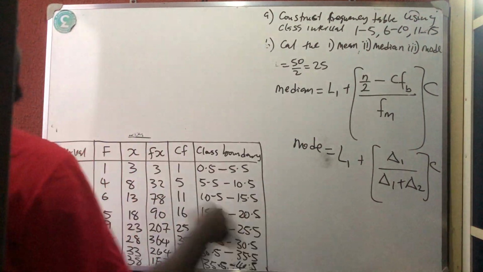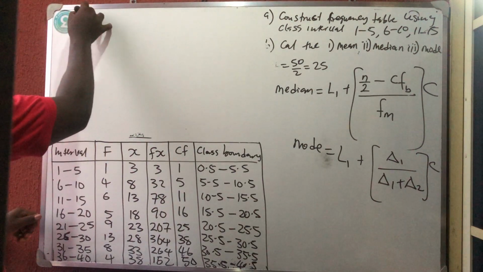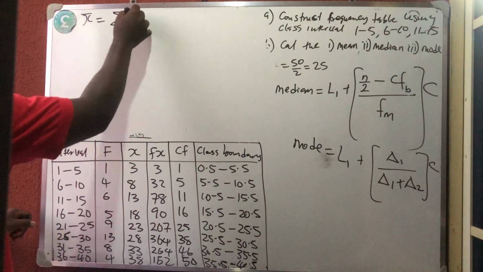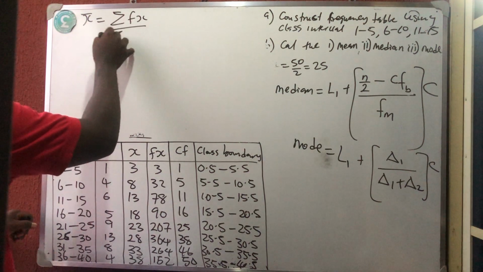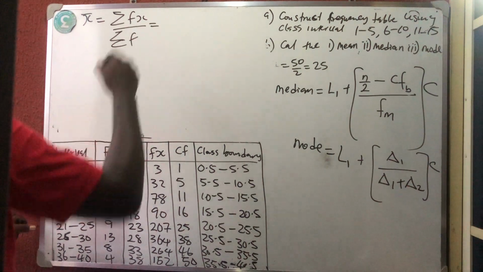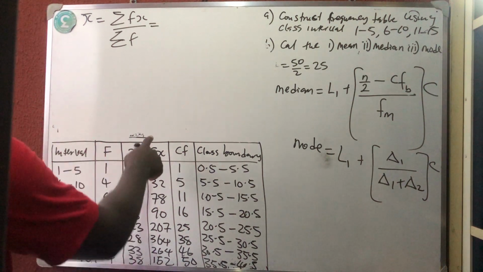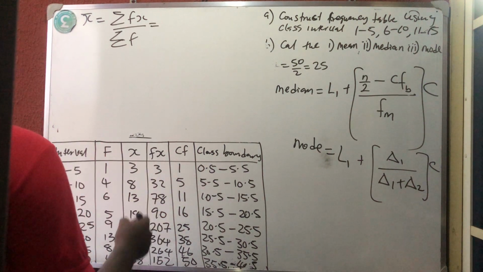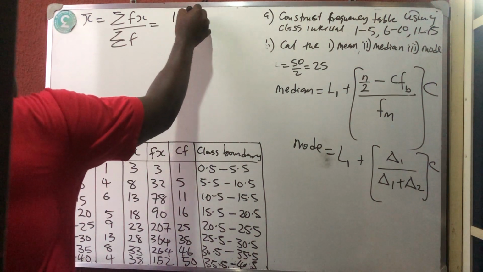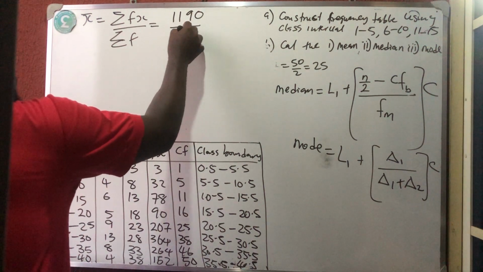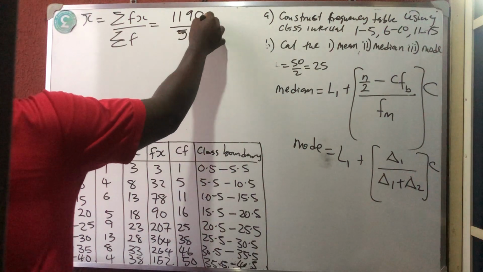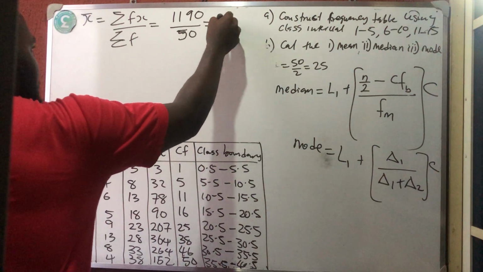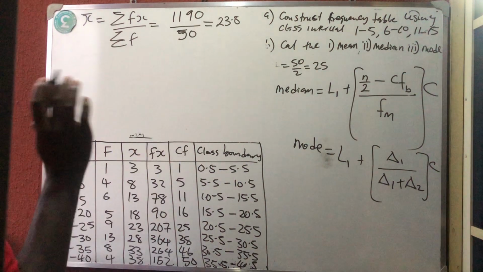To start our calculation, the first thing we are asked to find is the mean. The mean is x bar, which is what? Summation fx all over what? Summation f. And summation fx is adding everything in fx. If you add everything in fx, it's giving me 1190 divided by what? They already told us there are 50 people, so divided by 50. So my answer is what? 23.8. You see, very, very simple.